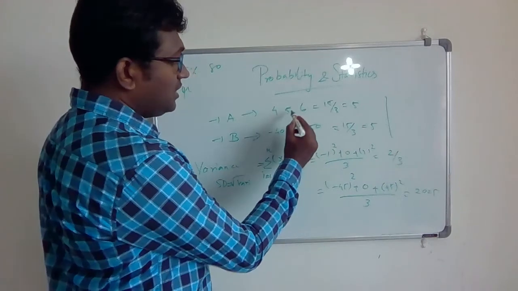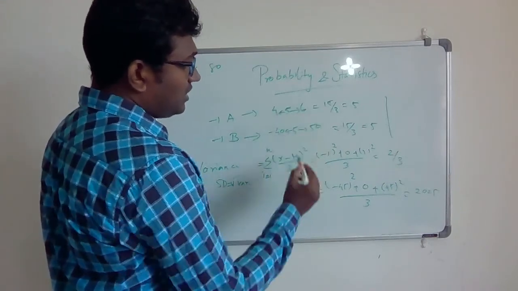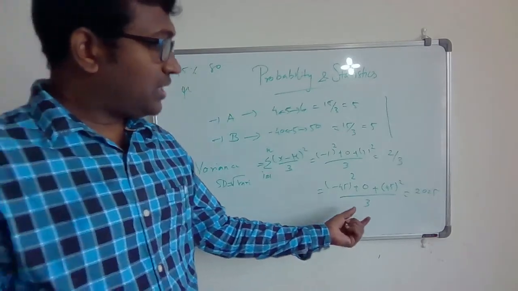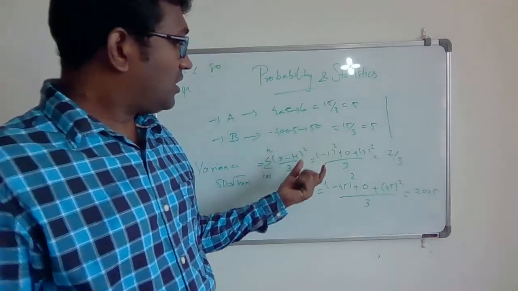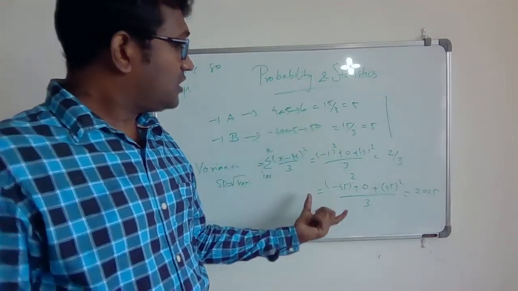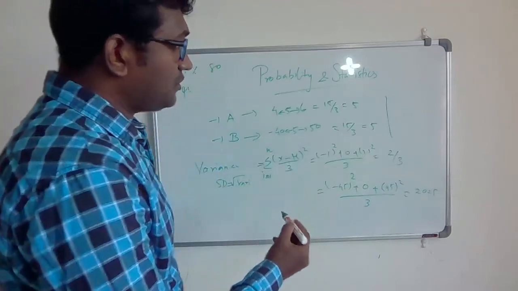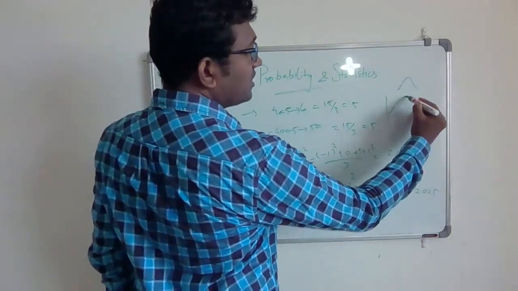Which means that the data is spread less here, and the data is spread a lot here. That's what it means. Here the spread of the data is less, here the spread of the data is large. That gives you a good indication of whether the data is like this or like this.